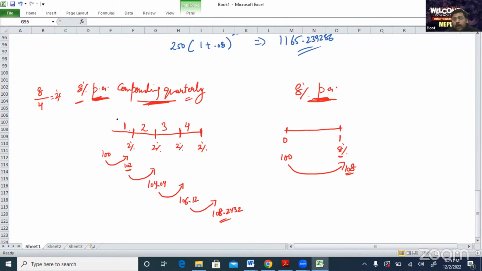So everywhere, the effective return will be different. Are you getting my point? You have to keep this in mind: there is one return over the whole period, and this is the effective return, and this is my nominal return.